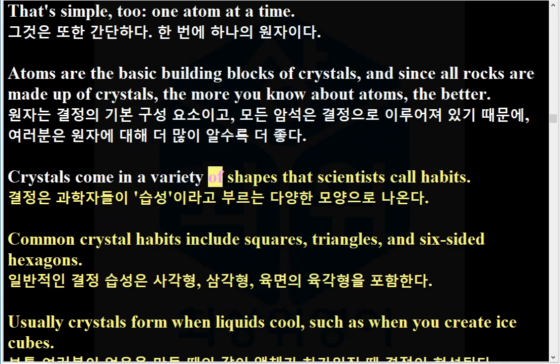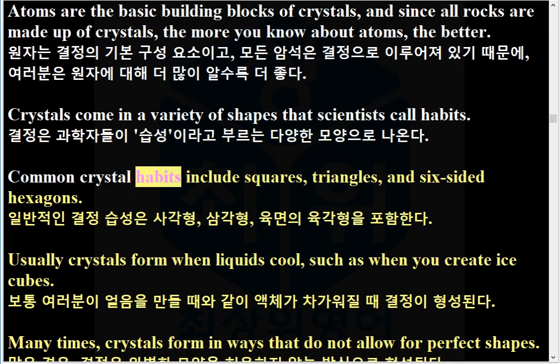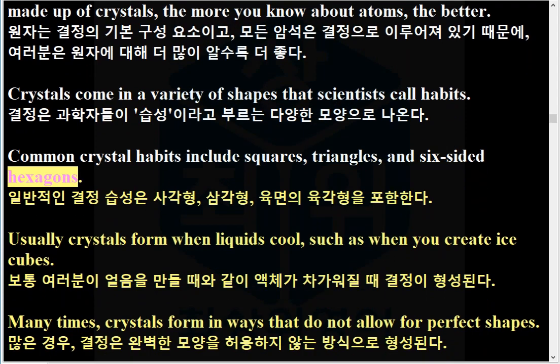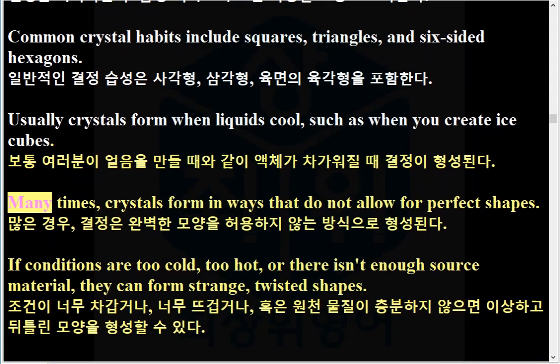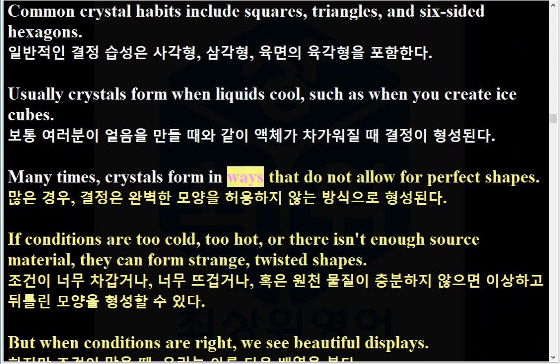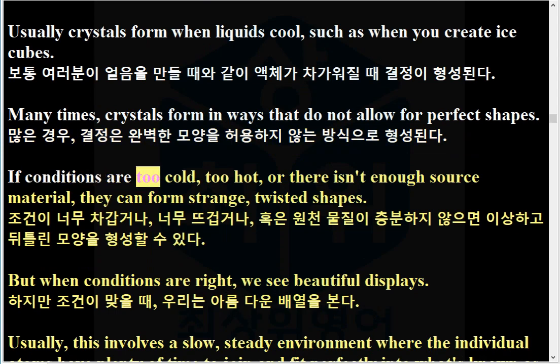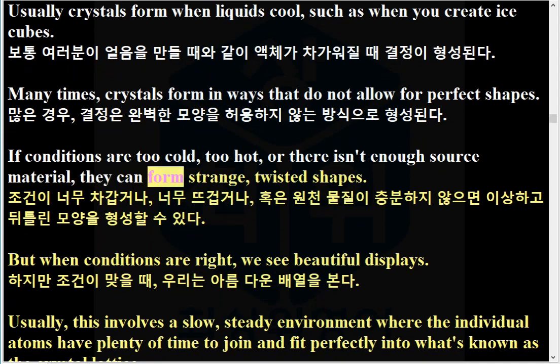Crystals come in a variety of shapes that scientists call habits. Common crystal habits include squares, triangles, and six-sided hexagons. Usually crystals form when liquids cool, such as when you create ice cubes. Many times, crystals form in ways that do not allow for perfect shapes. If conditions are too cold, too hot, or there isn't enough source material, they can form strange, twisted shapes.